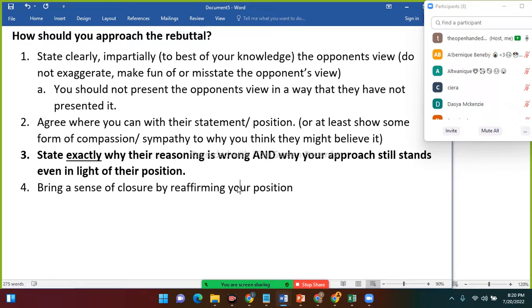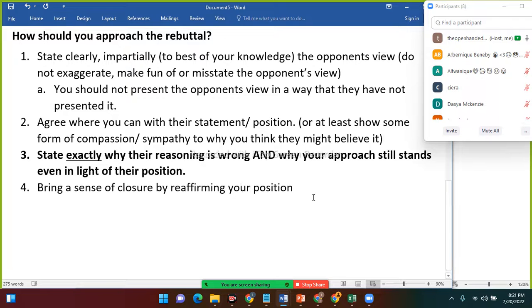What are going to be the consequences of their misjudgment? And then bring it all in with a sense of closure by saying, hey, this is why my reason is correct, and it still stands overall. You want to bring your reasoning and their reasoning side by side. You want to bring these two positions in juxtaposition to one another, side by side, and show why your reason is right.